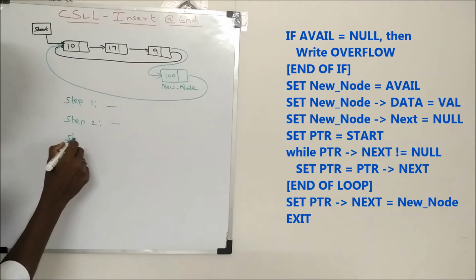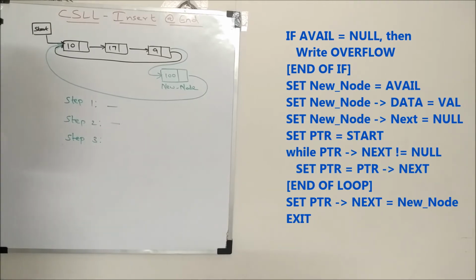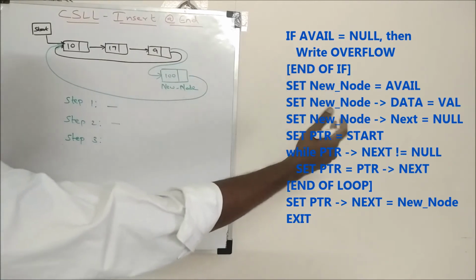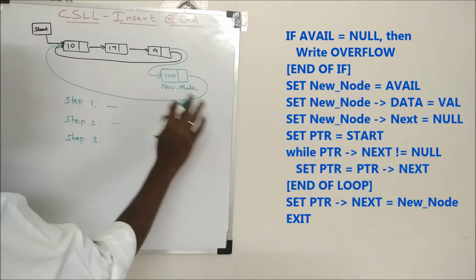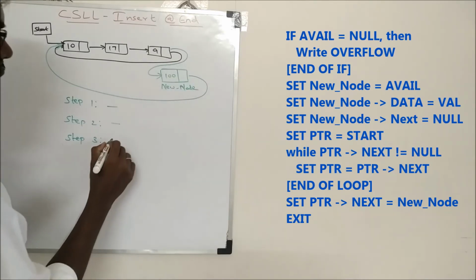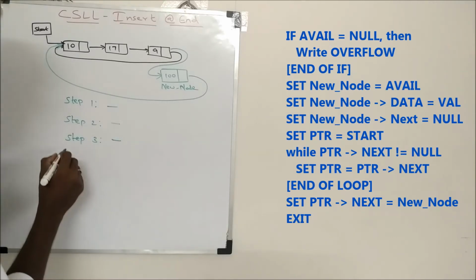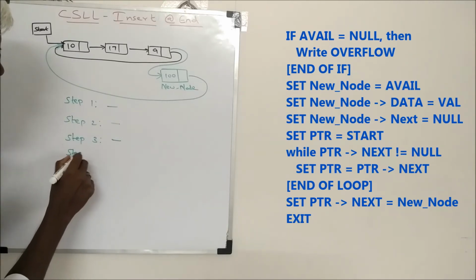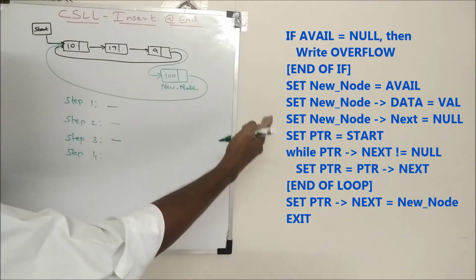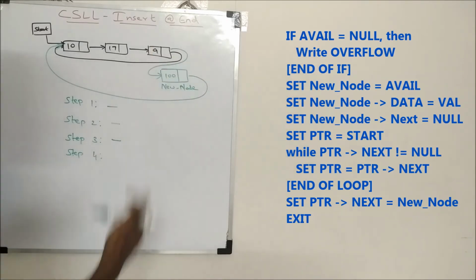And in step 3, what is the code in the singly linked list? Set new node of data is equal to VAL. Here also it is the similar case, set new node of data is equal to VAL. So same code. And for step 4, what is the code in the singly linked list? Set new node of next is equal to start.